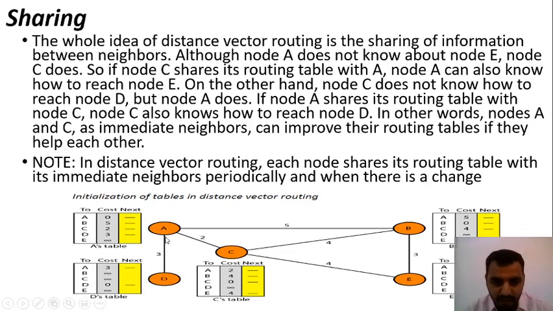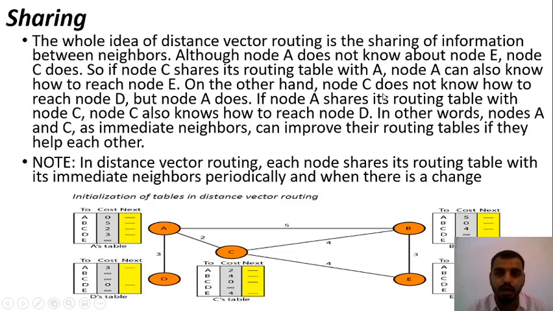In the same way, node A does not know anything about node E. So who will help it? Node C will help node A to know node E. This is what you call sharing of information.